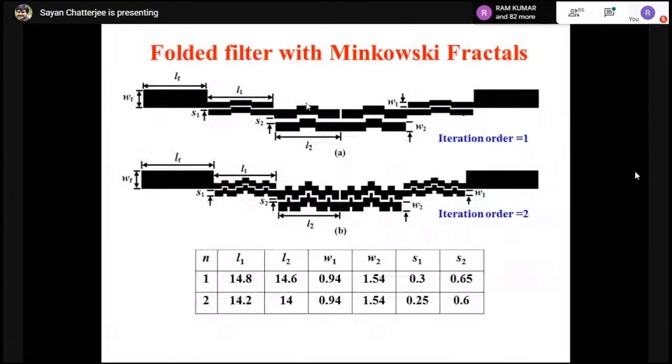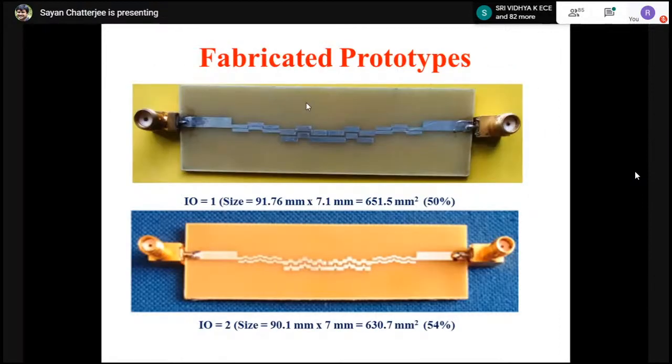This is iteration 2. The design of this iteration 2 is very difficult to make, because the design should have very good accuracy. And these are the Minkowski generator L1, L2, W1, W2 in terms of ABCD, EFGH parameters. So these are fabricated prototypes, and with these prototypes, you can see the interesting factor is that for iteration 1, you have very good harmonic suppression, and still you have symmetry. But for iteration 2, your passband has a certain kind of asymmetry, but the region has a very wide nature of harmonic suppression.